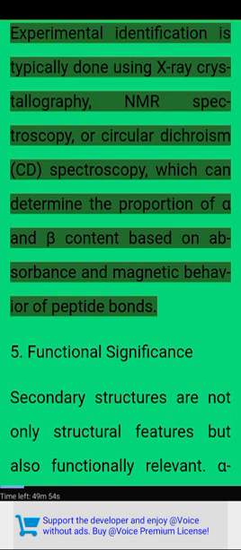Experimental identification is typically done using X-ray crystallography, NMR spectroscopy, or circular dichroism (CD) spectroscopy, which can determine the proportion of alpha and beta content based on absorbance and magnetic behavior of peptide bonds.